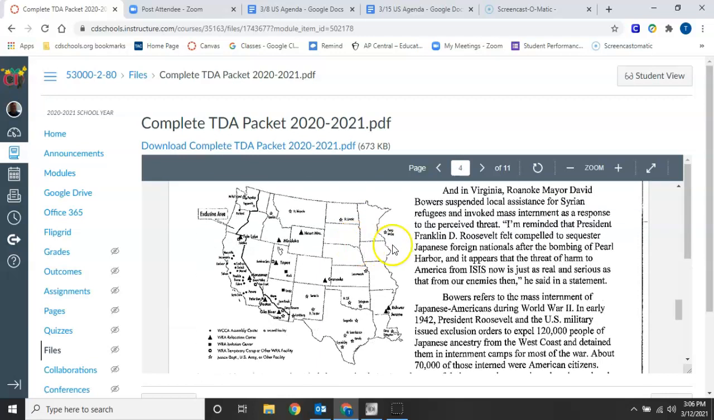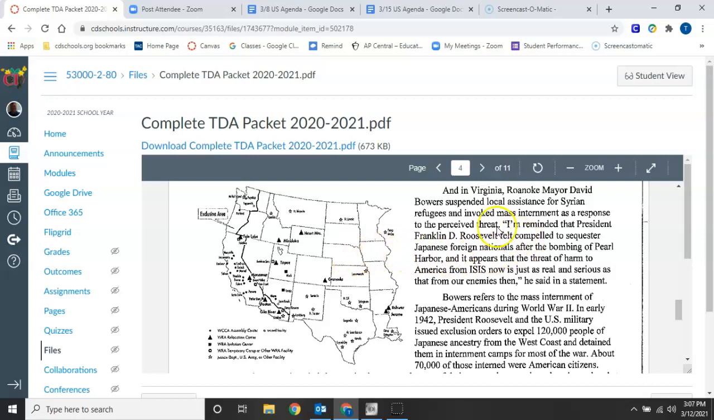And the whole point is by the time you get to the second page, Roanoke Mayor David Bowers, and he quotes as, "I'm reminded that President Franklin Roosevelt felt compelled to sequester Japanese foreign nationals after the bombing of Pearl Harbor." And the idea is that when you have this attack on Pearl Harbor and the internment of Japanese Americans, through the areas that they left, plus these camps that you see on this map here, where they were sent, the fact that this was accepted by people in the Supreme Court of the United States, they said it could be used in the future to do this against another group of people.